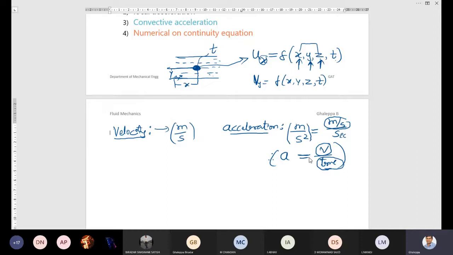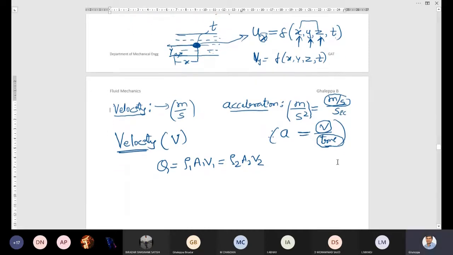Now, first I will go over the definition of velocity once again. This velocity will be represented by the letter V. We discussed in the previous class that discharge Q is equal to rho1 A1 V1 is equal to rho2 A2 V2. That is the continuity equation. In this continuity equation, the velocities you have taken at the inlet and at the outlet are resultant velocities.